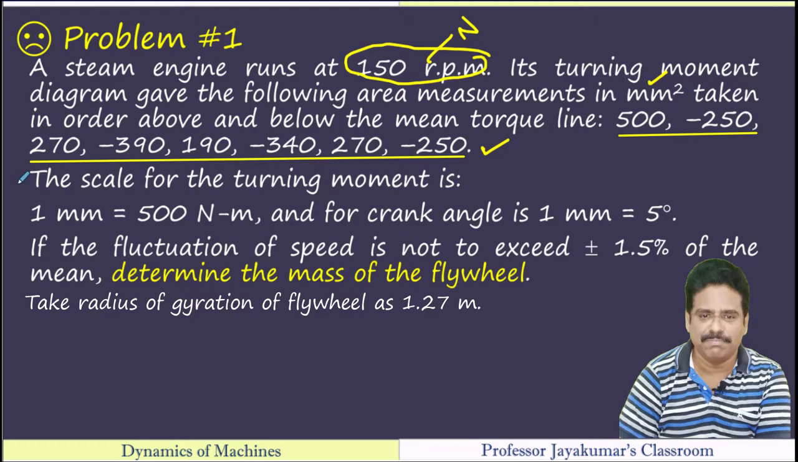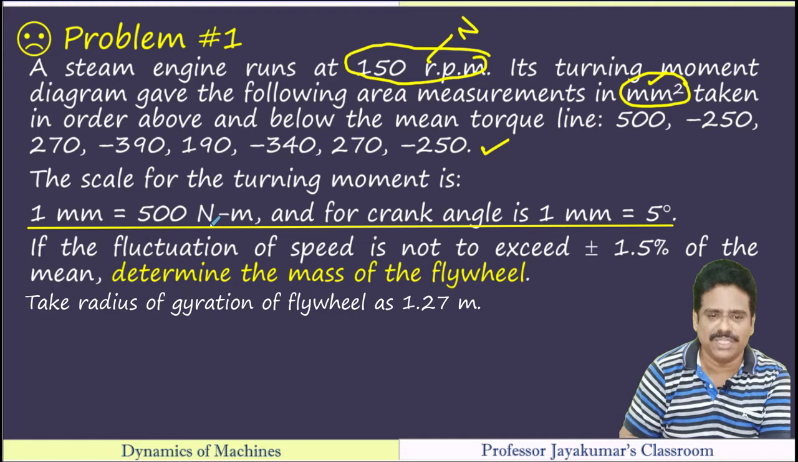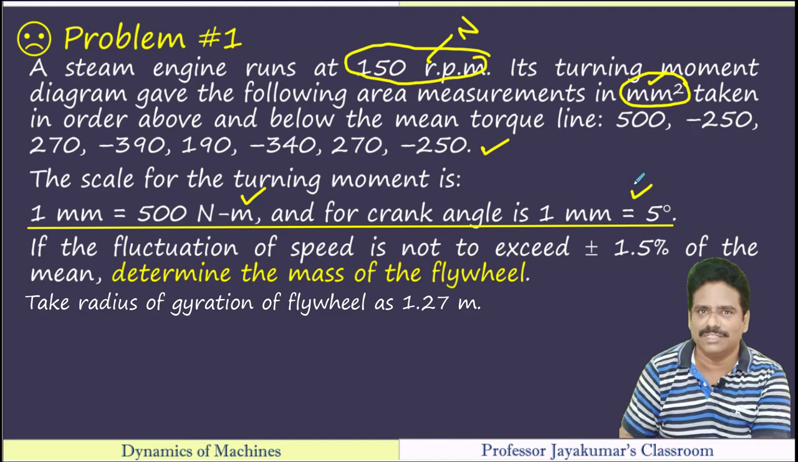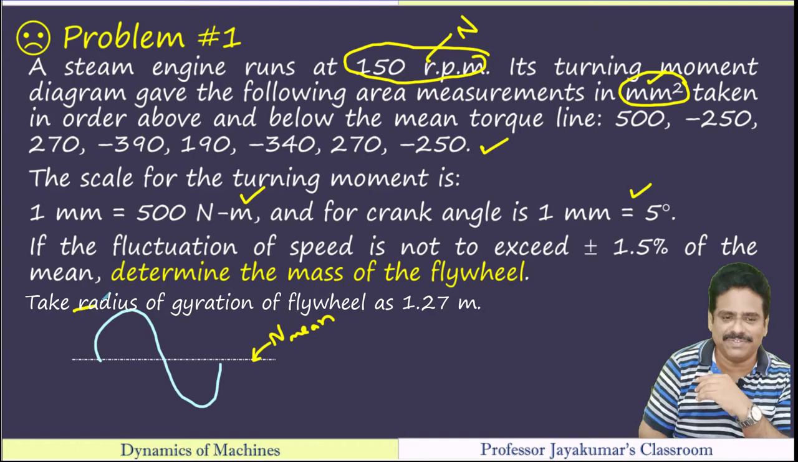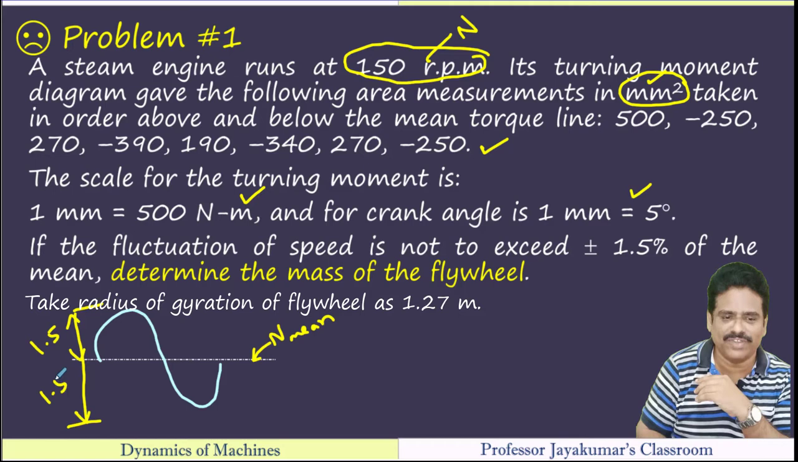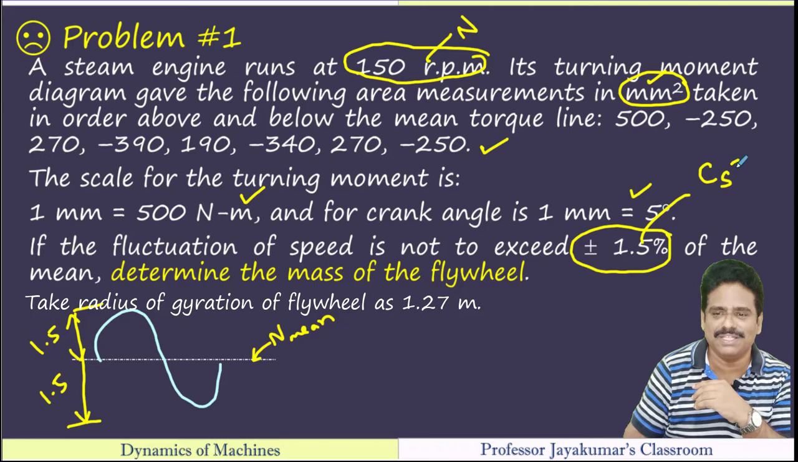So the turning moment diagram areas are directly given. The scale of the turning moment is given. 1 mm equals 500 Newton meter. This is on the y axis. 1 mm equals 5 degree crank angle. This is on the x axis. So they have given the scale for the turning moment diagram. If the fluctuation of speed is not to exceed plus or minus 1.5% of the mean, they have given 1.5 above, 1.5 below the mean speed. So the total fluctuation of speed is given as 3%.